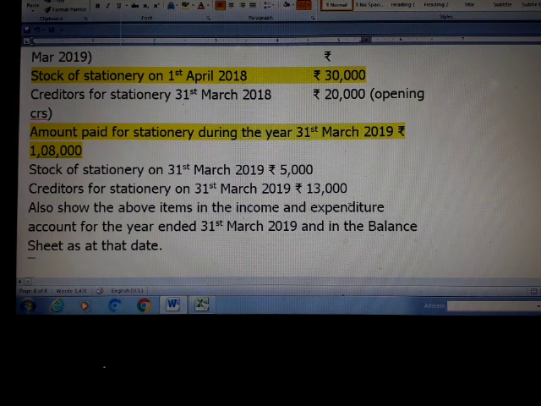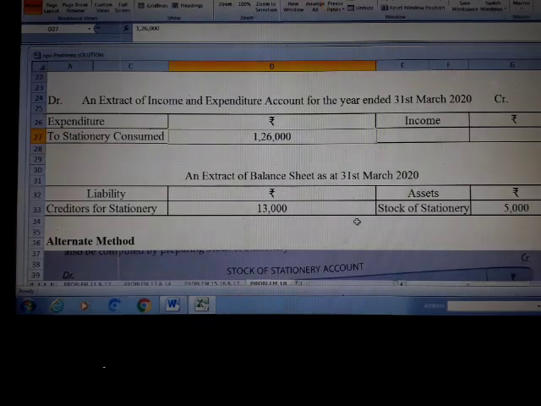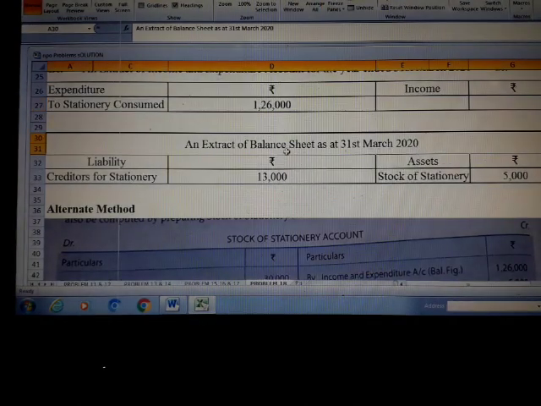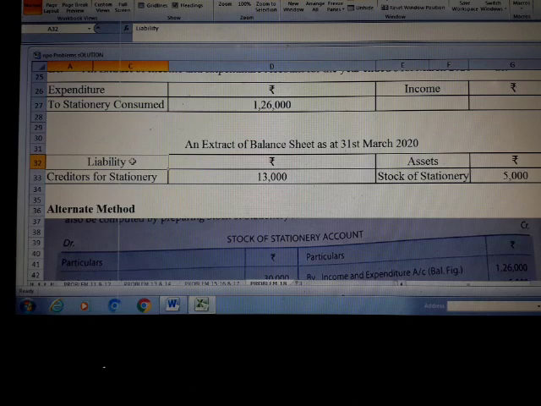items in the income and expenditure account for the year ended 31st of March 2019 and the balance sheet as at that date. So you also have to prepare a balance sheet. Here you have an extract of the balance sheet as at 31st of March 2020. Liability side and asset side you will have, and you are going to show only two items. What are those two items?